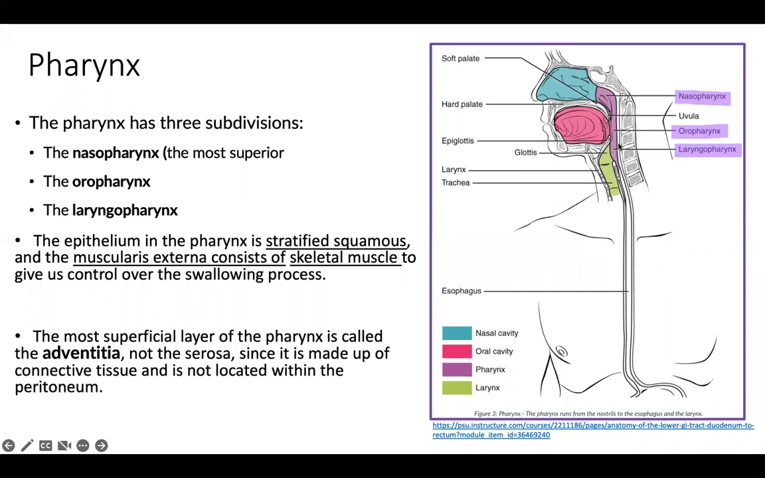It goes into the pharynx and connects to the larynx from the oral cavity. And it is stratified squamous epithelium, and the muscularis externa consists of skeletal muscle to give us control over the swallowing process. And the most superficial layer of the pharynx is called the adventitia, as I previously mentioned in a previous slide. Since it is made up of connective tissue, it is not located within the peritoneum.